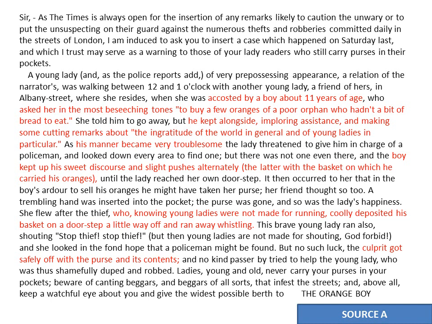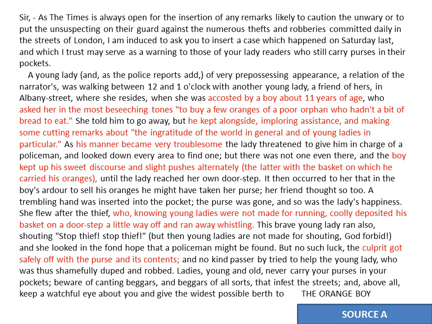He kept alongside, imploring assistance and making some cutting remarks, as his manner became very troublesome. So he was very troublesome. The boy kept up his sweet discourse and slight pushes, so he was quite physical with her, but he persevered as well. Later on, knowing young ladies were not made for running, he coolly deposited his basket on a doorstep a little way off and ran away whistling. So that kind of suggests that he doesn't feel bad about what he's done. The culprit got safely off with the purse and its contents, so he's quite skilled, perhaps, at what he's doing.